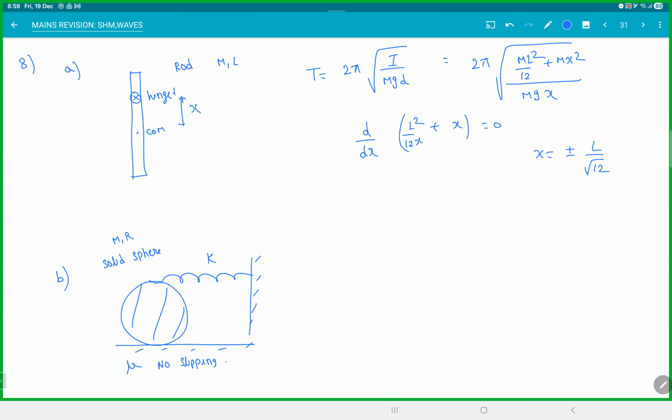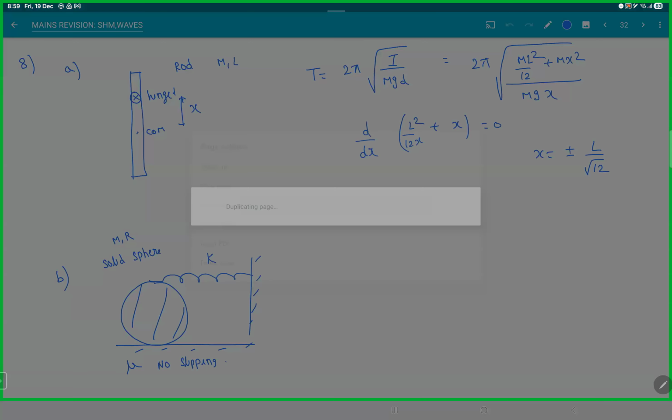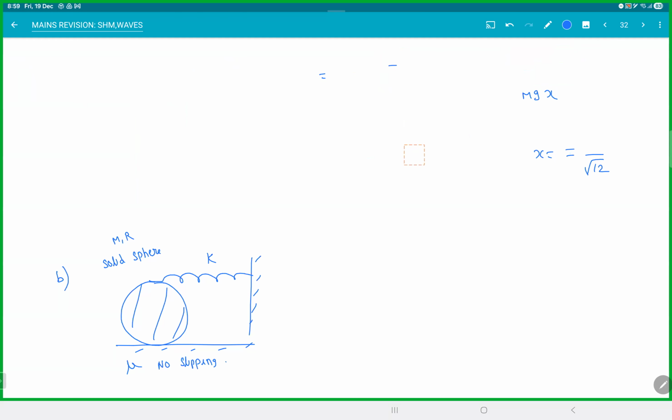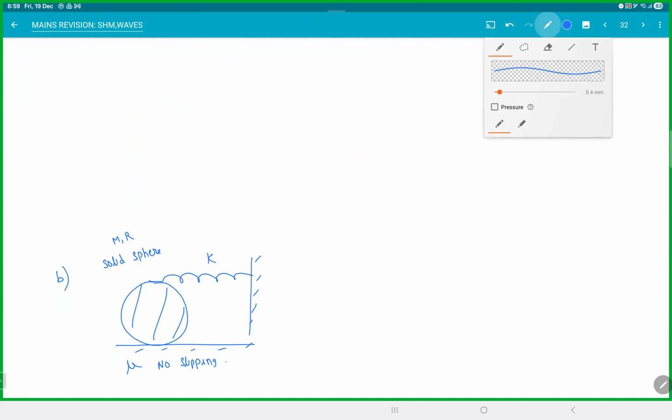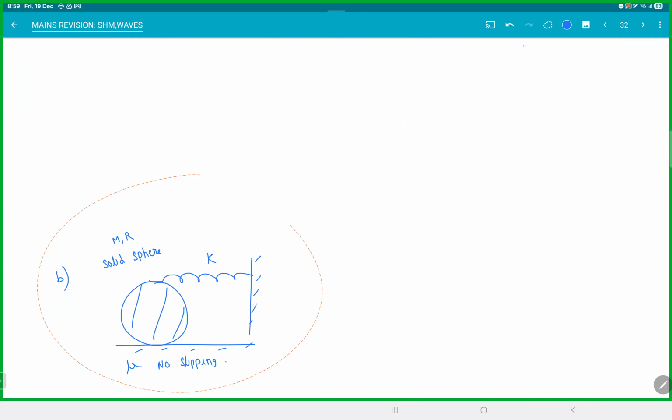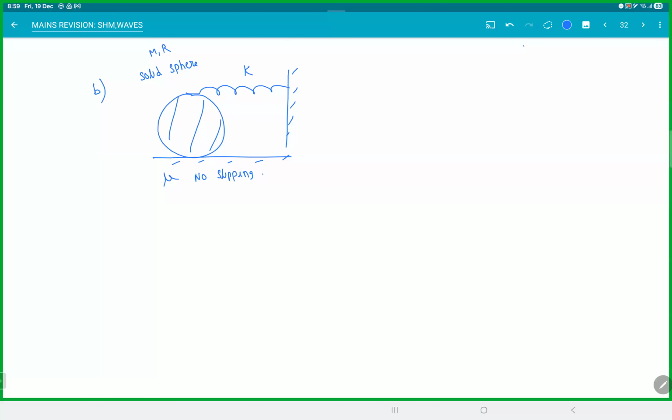So what do you do for this thing? Displace the center by x. If you displace this by x, the topmost position will displace by 2x. Draw the FBD of this. Then the spring force will be k into 2x. Hope you remember that the topmost point, if there's no slipping, will go double the distance, right? And there'll be a friction here. Since it is not slipping, take the torque about the bottommost point.